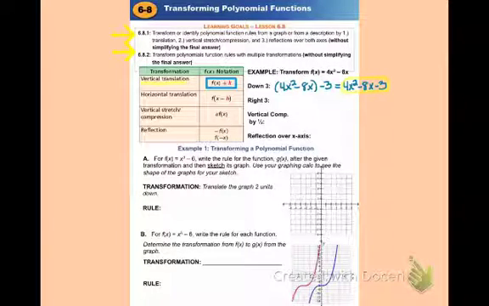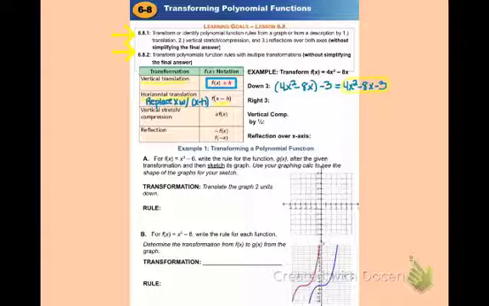Now, if instead I wanted to do a horizontal translation, in the horizontal translations, we basically will go wherever there's an x in the polynomial function, and we'll take it out and we replace it with x minus h, where h is that horizontal slide amount. So basically we just replace x with x minus h.